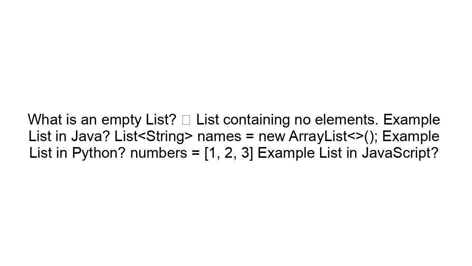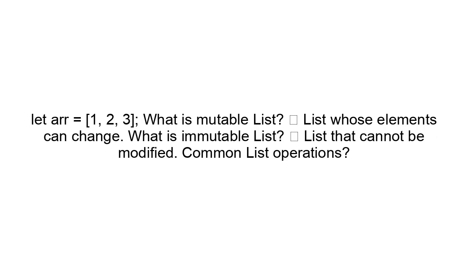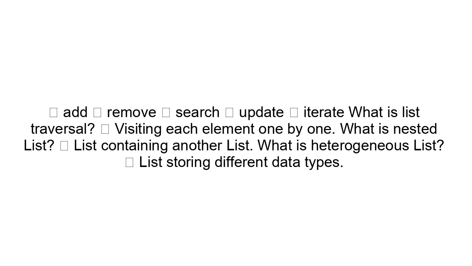What is an empty list? A list containing no elements. Example list in Java: List<String> names = new ArrayList<>(). Example list in Python: numbers = [1, 2, 3]. Example list in JavaScript: let arr = [1, 2, 3]. What is a mutable list? A list whose elements can change. What is an immutable list? A list that cannot be modified. Operations: add, remove, search, update, iterate.